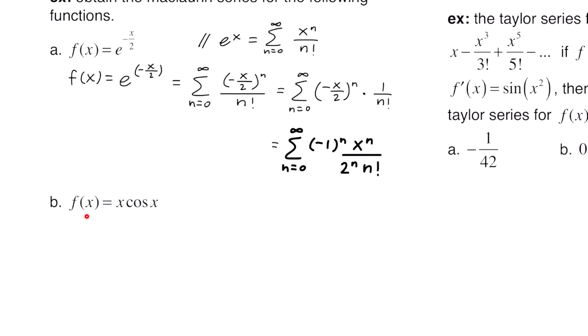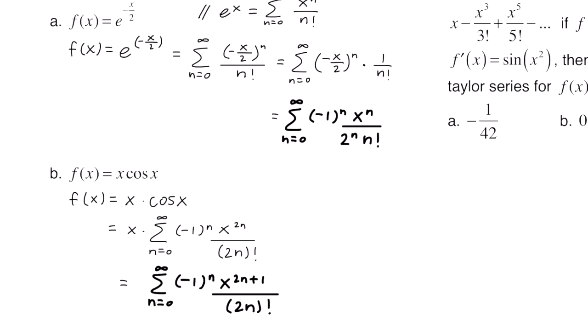For part B, we have f of x equals x times cosine of x. This time you'll notice we don't have a composition of functions, but we do have a product. So what we want to do is leave this x here, and then replace cosine with its sigma notation. And cosine is where we have x to the 2n divided by 2n factorial. And finally, we're going to move this x to the 1 back in. So when we go x to the 2n times x to the 1, it's going to make x to the 2n plus 1. So we have our sigma negative 1 to the n, and then we have x to the 2n plus 1 divided by 2n factorial.